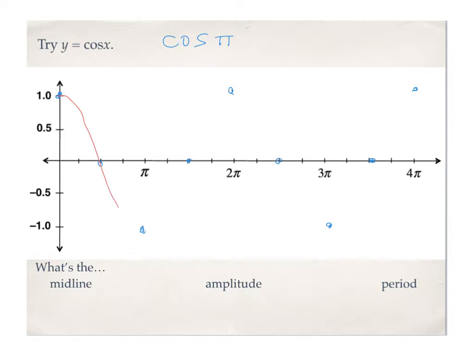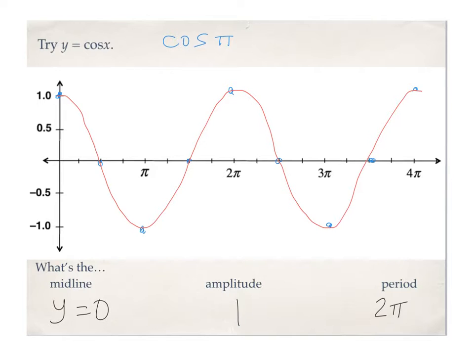So this graph is going to look like that. Draw it in, please. The midline, again, is y equals 0. The amplitude is 1. The period is 2 pi, because if I look from top to top, it's a distance of 2 pi.